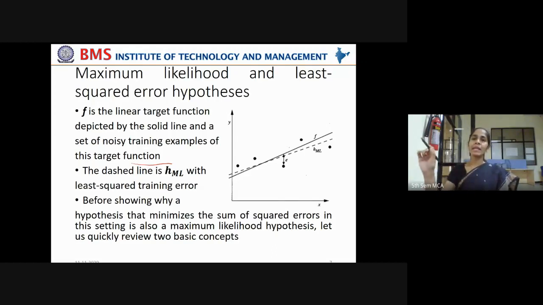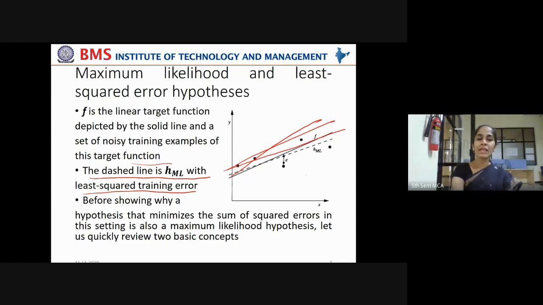So in a plane, if you have 3-4 lines that are fitting your data properly, whichever line is giving the least prediction error will be your maximum likelihood hypothesis. So that is what is mentioned here. The dashed line is HML with the least squared training error. That is why it is our maximum likelihood hypothesis, because it is giving the least squared training error, that is, less prediction error.